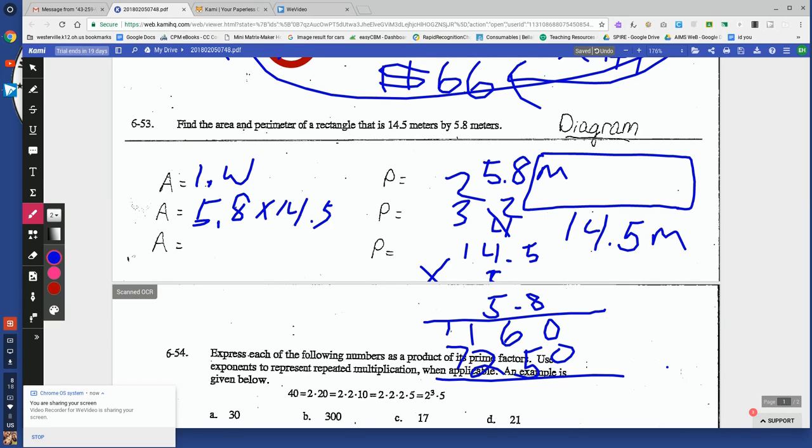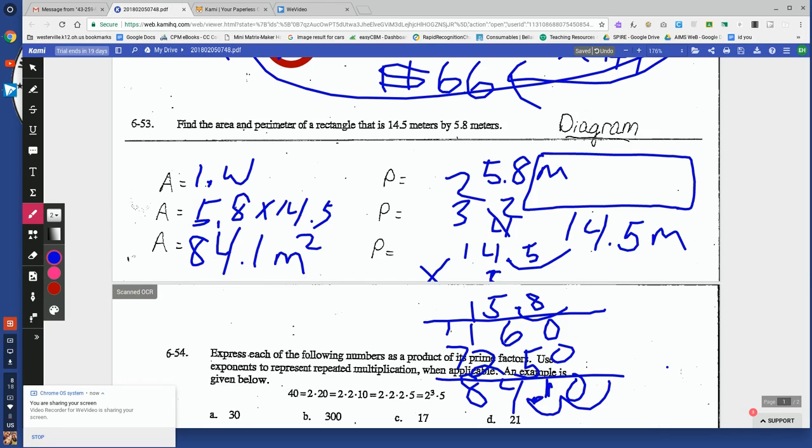I should get 0, 1, 4, and 8. Again, I got to go over 2 places to the right, so that means I have to go 2 places to the left. So I got 84.10 or 84.1 meters squared. And then again, when we're finding perimeter, we got to do side plus side plus side plus side.